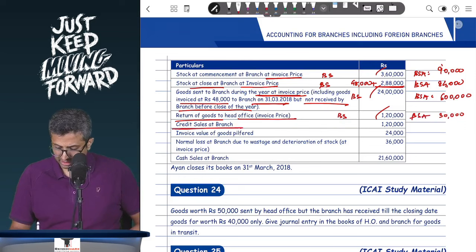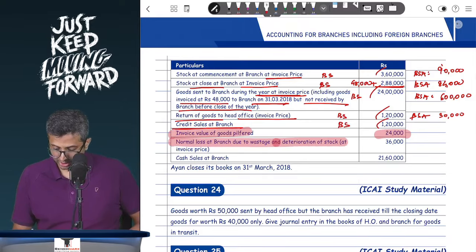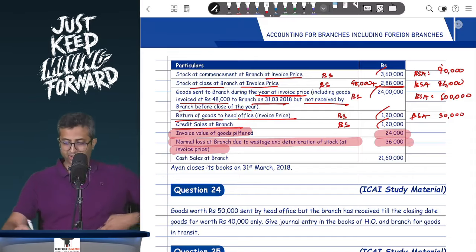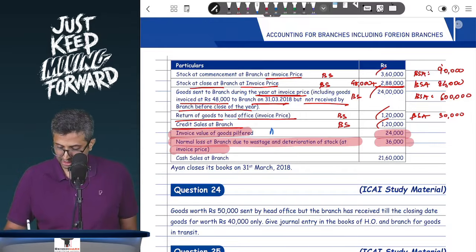Credit sales at the branch. Okay, this will go in the branch stock account. Credit sales 1,20,000. Invoice value of goods pilfered and normal loss due to wastage and deterioration at abnormal. So pilfered, we are assuming, is abnormal, and in the next line what is given is clearly normal.